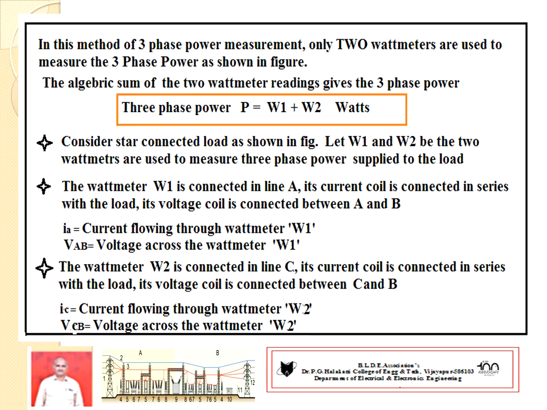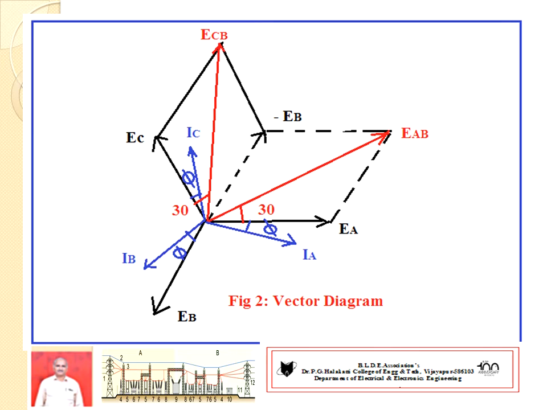The wattmeter W2 is connected in line C. Its current coil is connected in series with the load. Its voltage coil is connected between lines C and B. Hence, IC is the current flowing through the wattmeter W2, and VCB is the voltage across the wattmeter W2. From the electrical circuit diagram, you develop the vector diagram.